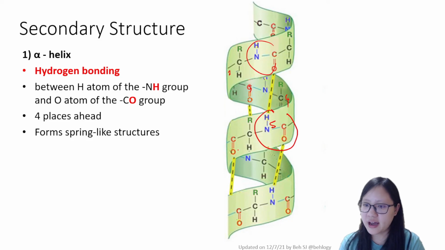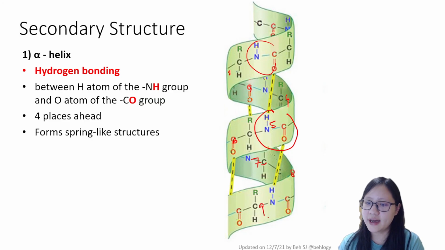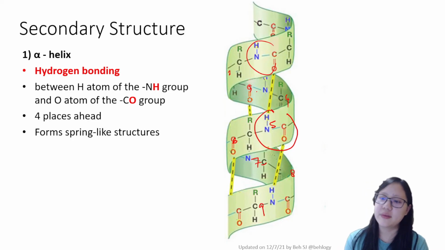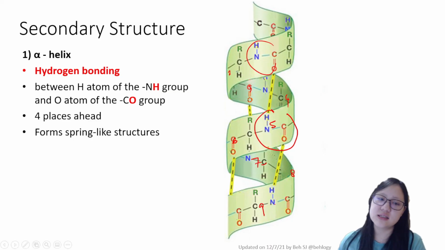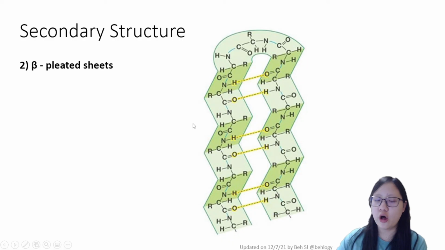bind. So here's 5. So let's continue from there. 6, 7, 8. Oh, I missed one somewhere. 6, 7, 8, probably behind that we cannot see, and then 9. So you can see that this feather binds with this feather, which is 4 places away from it. And if every amino acid does this, then it would form a spring-like structure, a coiled structure.